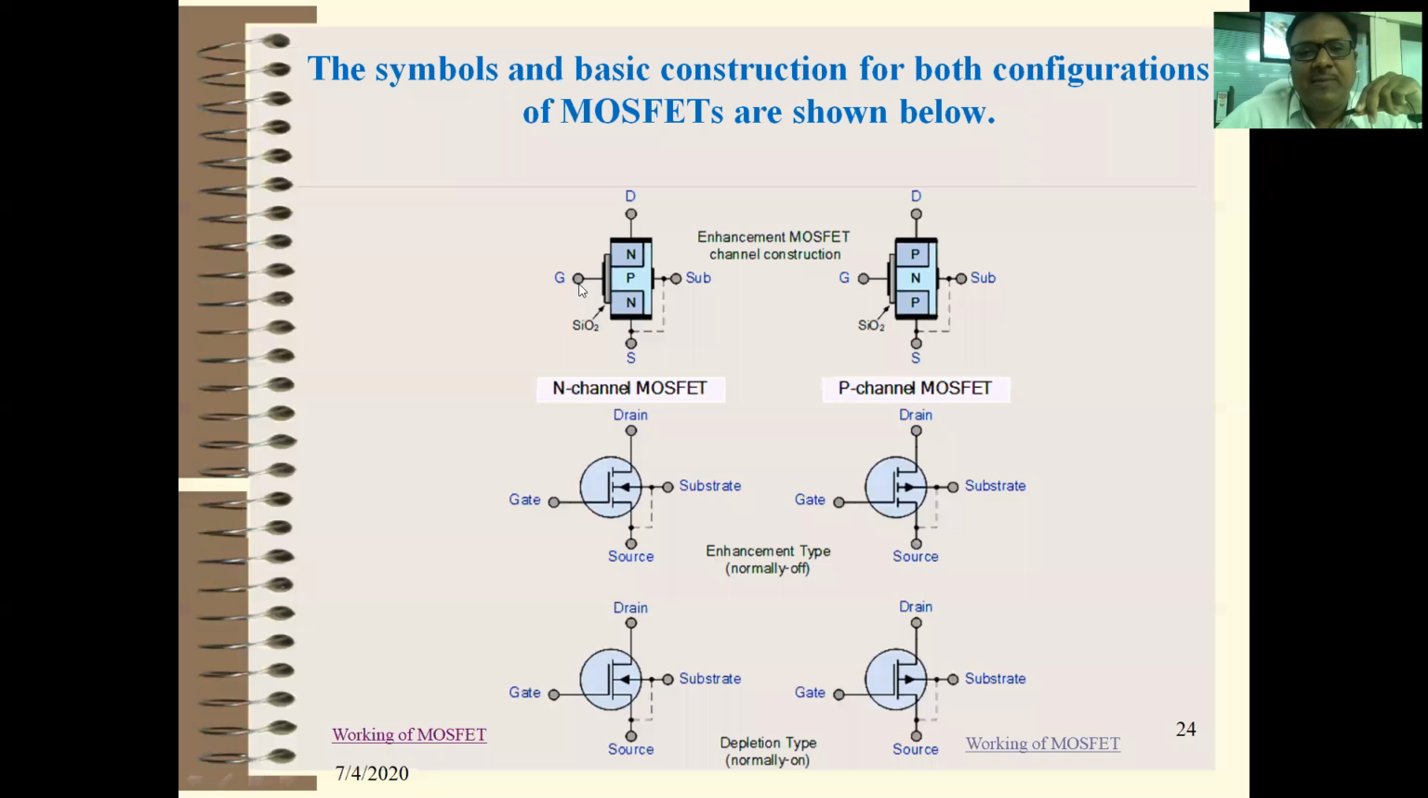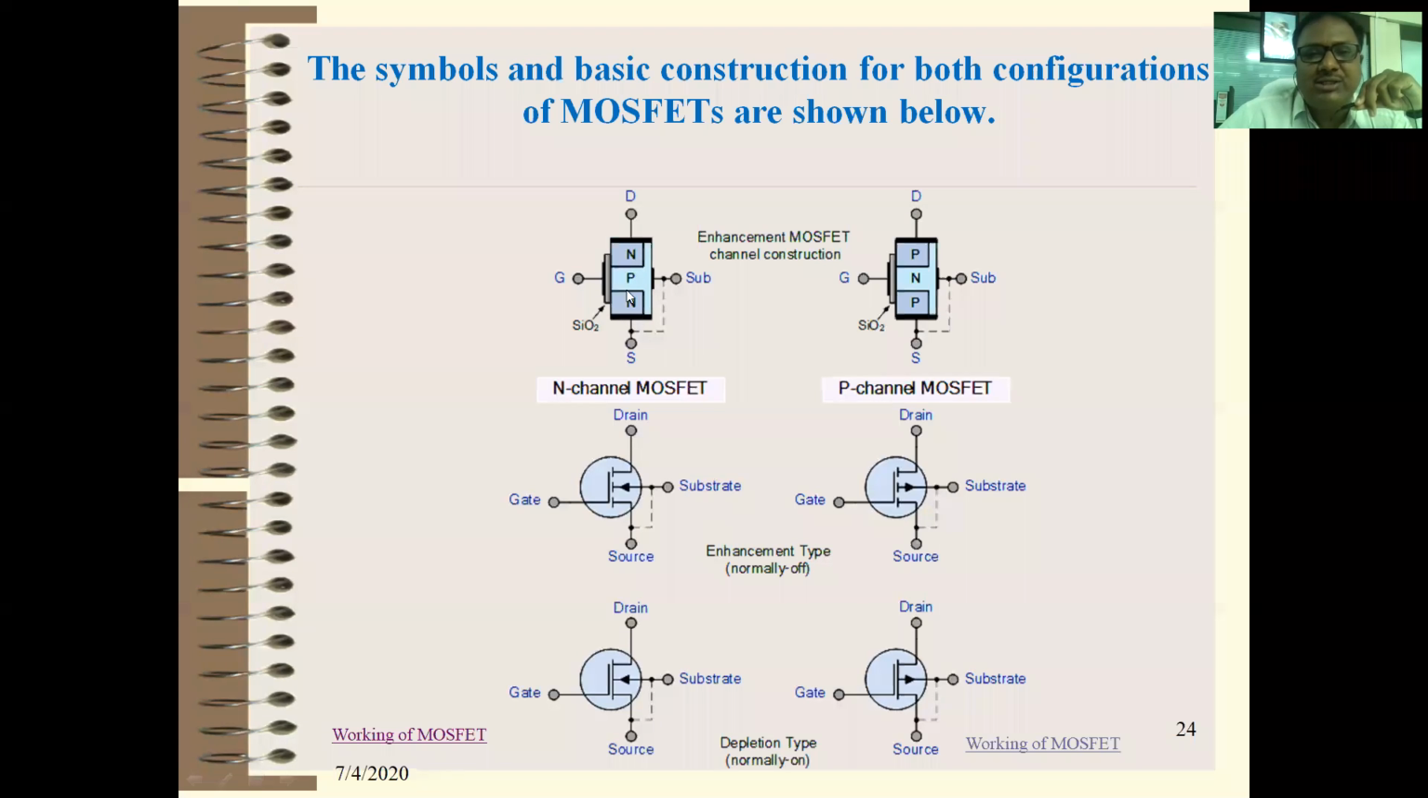So what happens exactly when we apply, in a depletion type MOSFET, if the gate voltage is zero? Because basically the structure shown here is an enhancement type MOSFET. The construction of a depletion MOSFET is not shown in this figure, only the enhancement type MOSFET, and normally only the enhancement type MOSFET is used as a switch. Depletion type MOSFETs are normally not used as a switch.